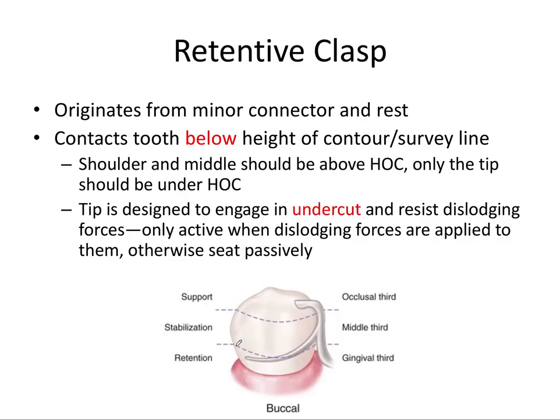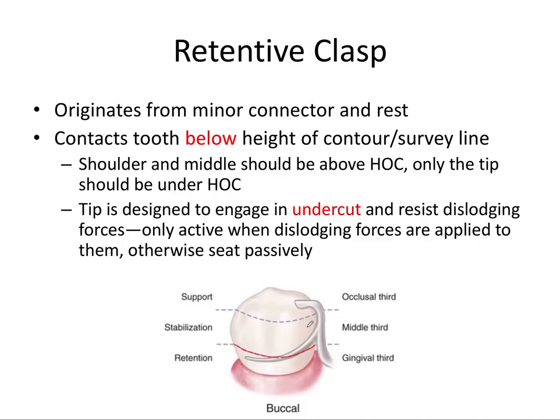So for this tooth, this line here dividing the middle and gingival third might very well represent the height of contour for this tooth. And so you want this retentive tip of this retentive clasp to contact under the height of contour, because that means anything underneath this height of contour is going to be further indented in, and there'll be an undercut going along here.